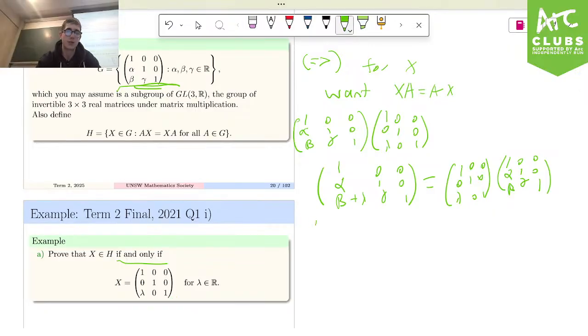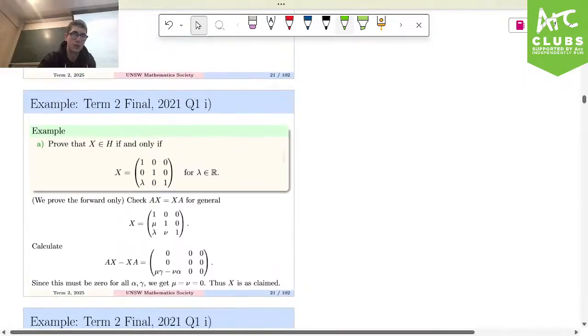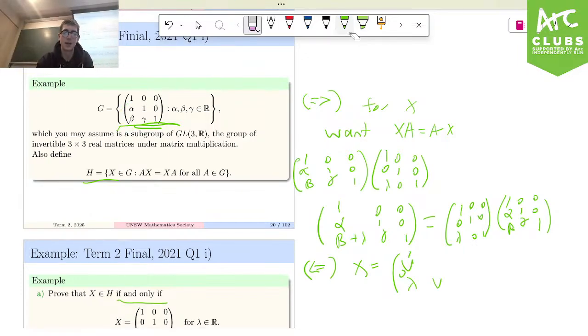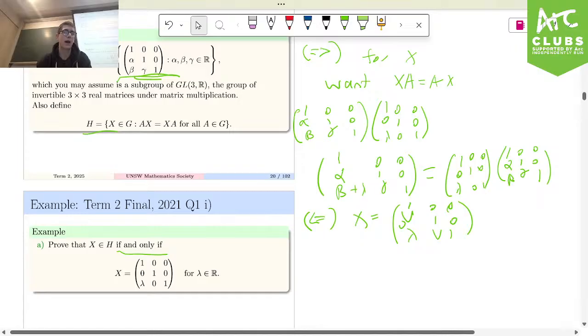So that means that this X in this particular form is within this subgroup H. And now we also want to show the other direction of the if and only if: that if we have an element X in H, then it has this particular form. So we take some element X of the form 1, say mu, lambda, nu. It has this type of form, just replicating this but changing the letters alpha, beta, gamma, 0, 1, 1.